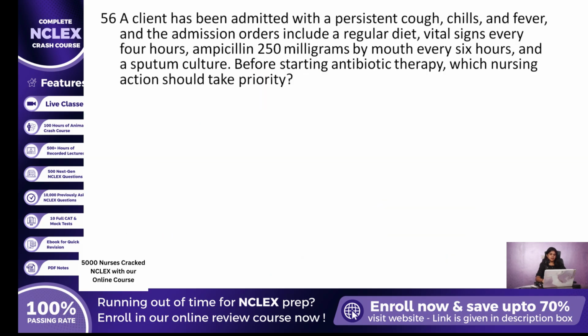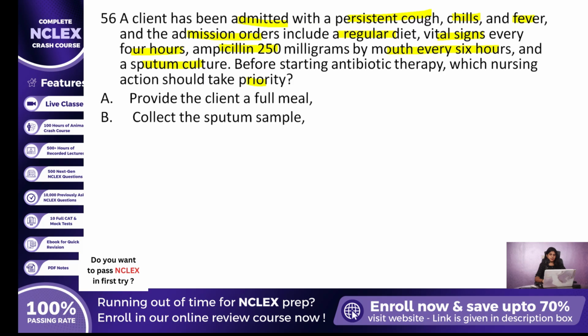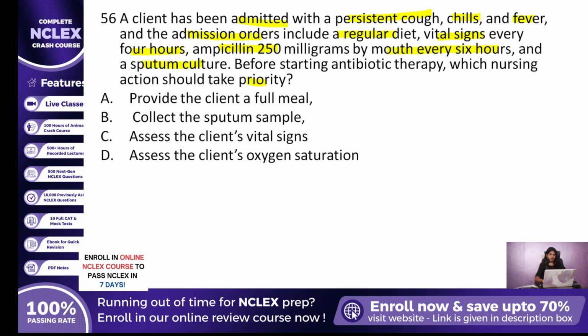Question 56 begins with a respiratory infection scenario requiring diagnostic accuracy. A client has been admitted with a persistent cough, chills, and fever, and the admission orders include a regular diet, vital signs every 4 hours, ampicillin 250 milligrams by mouth every 6 hours, and a sputum culture. Before starting antibiotic therapy, which nursing action should take priority? Here are the options. A. Provide the client a full meal. B. Collect the sputum sample. C. Assess the client's vital signs. Or D. Assess the client's oxygen saturation.